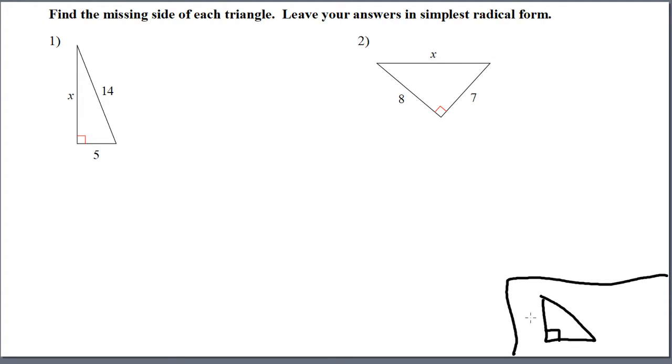Pythagorean theorem goes something like this. If I have a right triangle with side lengths a, b, and c, then a squared plus b squared is equal to c squared.